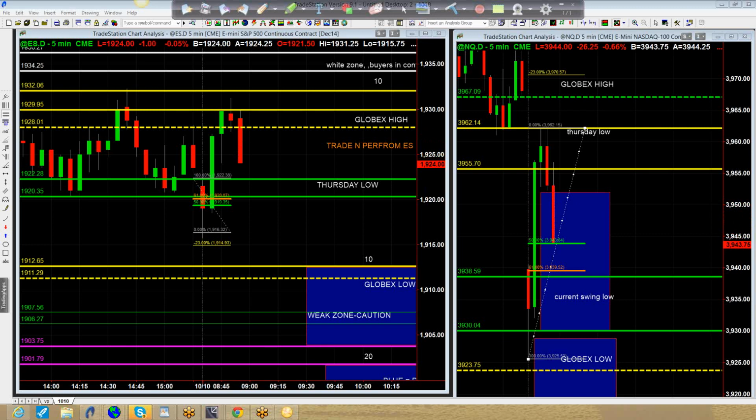Down to half. Okay, and I am taking another scale at 19.24 and a quarter, but it's small. That basically leaves me with half the position. Okay, so that was plus four and three quarters.